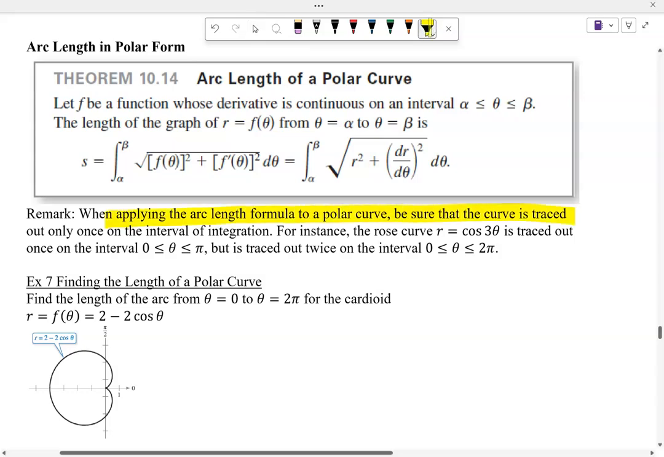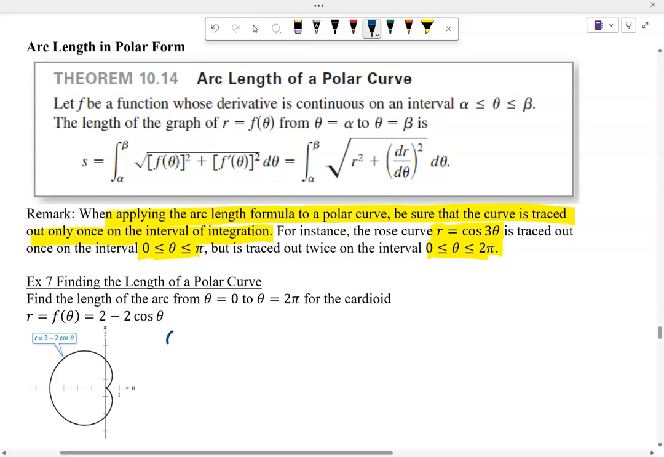Be sure when you're finding the arc length that the curve is traced out only once in the interval of integration. For example, r equals cosine of 3 theta is traced out once from 0 to pi, but if you would have done it from 0 to 2 pi, you're doing it 2 times. So you've got to be a little careful about your interval.